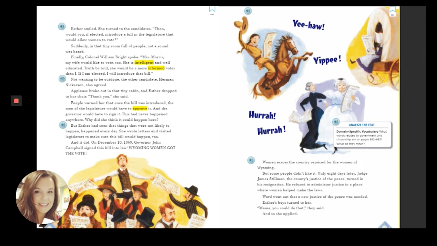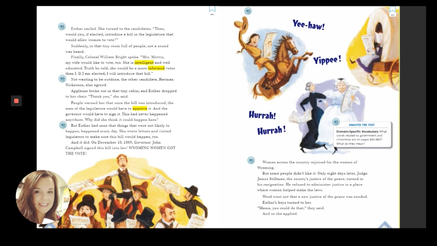Finally, Colonel William Bright spoke. "Mrs. Morris, my wife would like to vote too. She is intelligent and well educated. Truth be told, she would be a more informed voter than I. If I'm elected, I will introduce that bill." Not wanting to be outdone, the other candidate, Herman Nickerson, also agreed. Applause broke out in that tiny cabin, and Esther dropped to her chair.